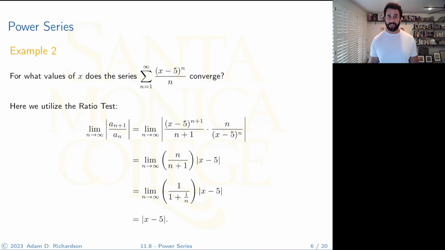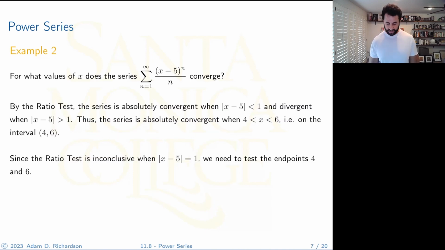Now the ratio test says that the series will converge as long as this thing is less than 1, and it will diverge if this thing is greater than 1. So let's investigate that a little more carefully. This is just what I just said. So this series will be convergent when this is true.